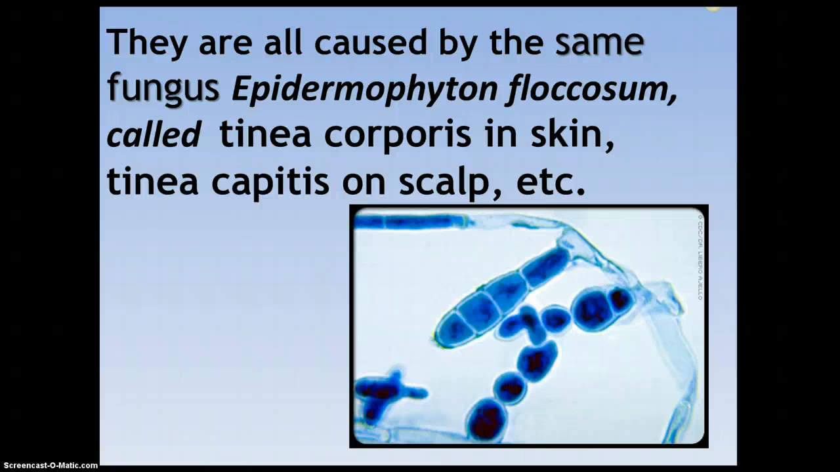They're all caused by the same fungus, Epidermophyton floccosum. Epidermo tells you it affects the epidermis. Phyton, it's a fungus. Floccosum, it makes it flocculent, or makes your epidermis slough off, flake off. And there's an example of the fungi underneath the microscope. It's also called tinea corporis on the skin, tinea capitis on the scalp, tinea pedis elsewhere. Different names for different places it occurs. It's a fungus which loves to live on humans. Wrestlers get it, they pass it around on the mats. That's why they bleach the mats down.